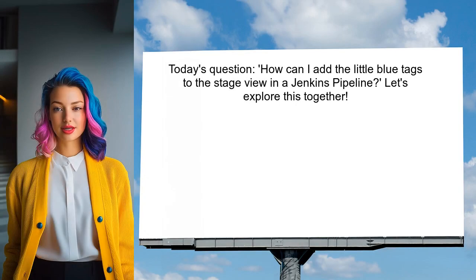Here's the specific question we're addressing today. One user asked, how can I add the little blue tags to the stage view in a Jenkins pipeline? If you've been wondering the same thing, stick around as we explore this together.